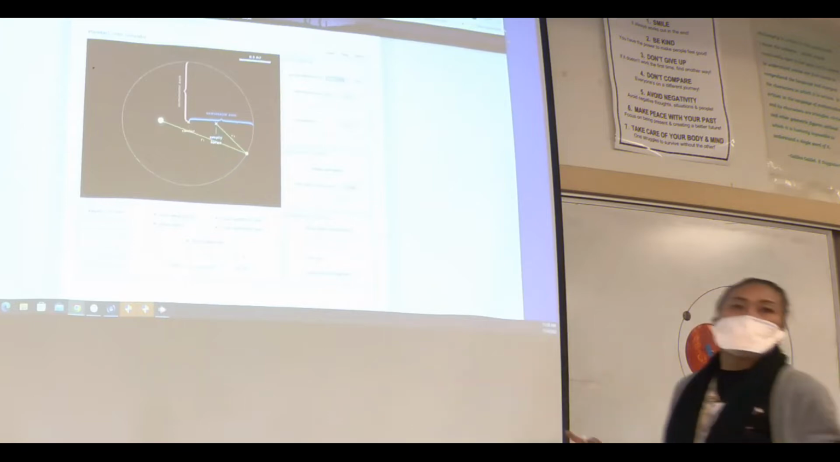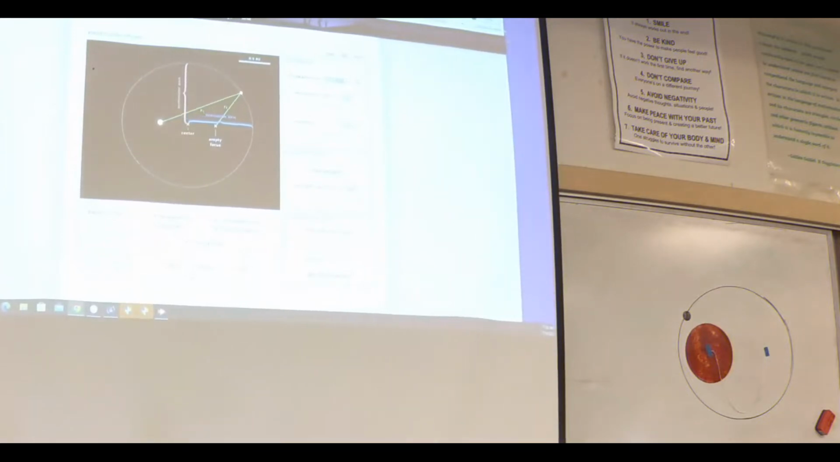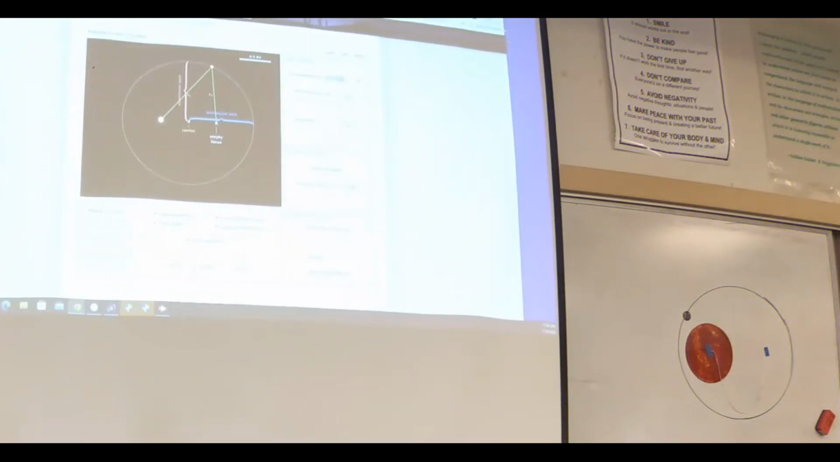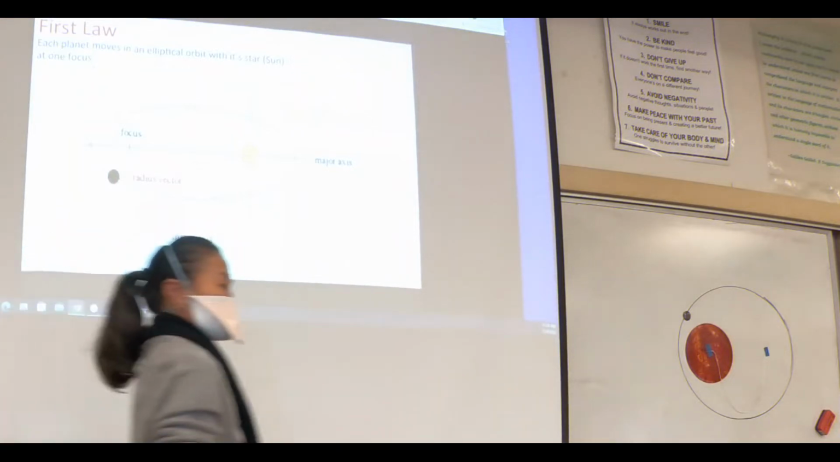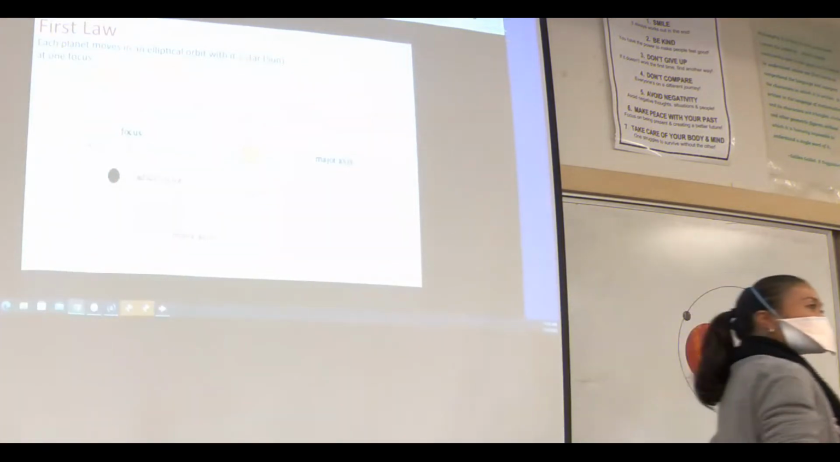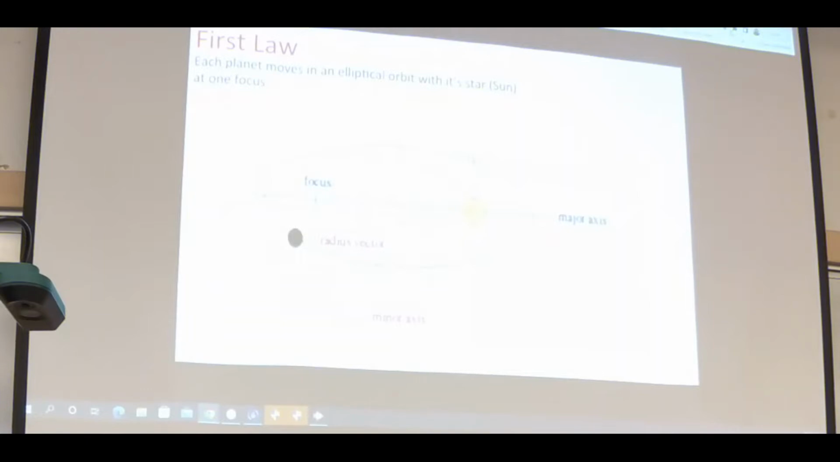So Kepler's law number 1 is that planets revolve around their sun or their star in elliptical motion, with the sun at one of the foci. So I have a slideshow. Each planet moves in an elliptical orbit with its star at one focus. If you wrote something down, make sure that it matches this description because it is going to be included in your test. All right. Ready for number 2?